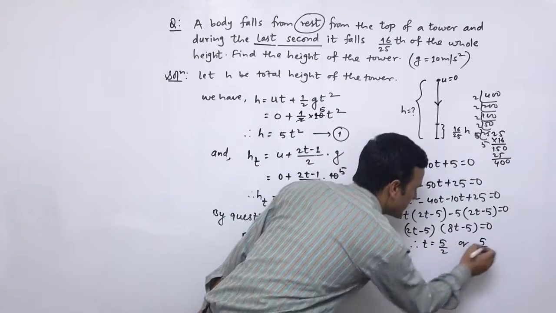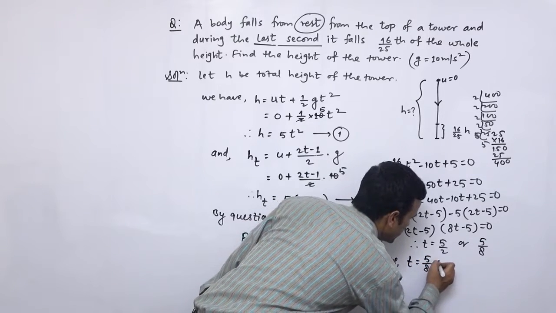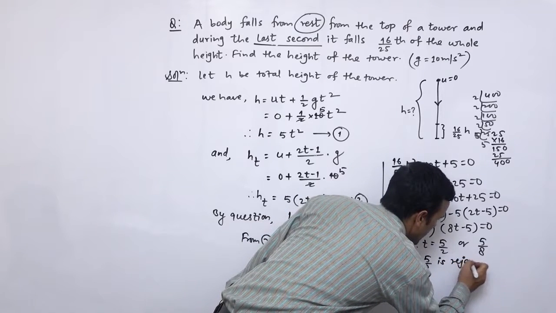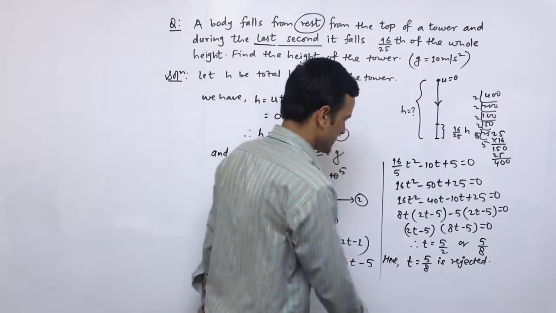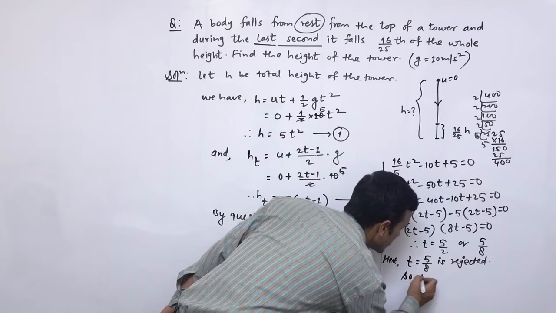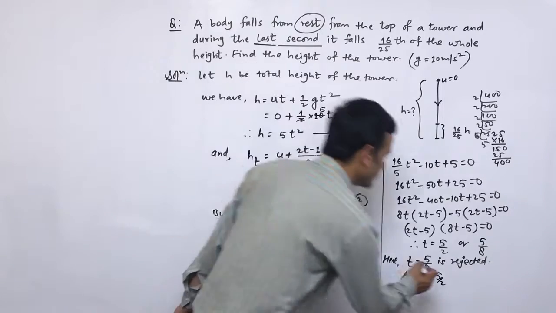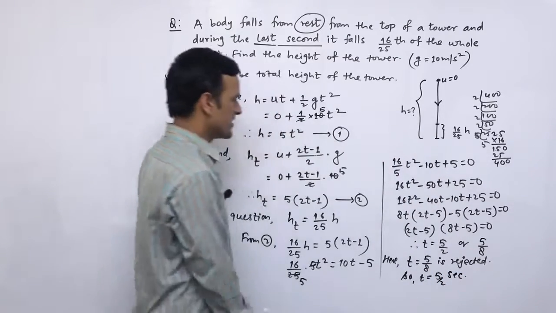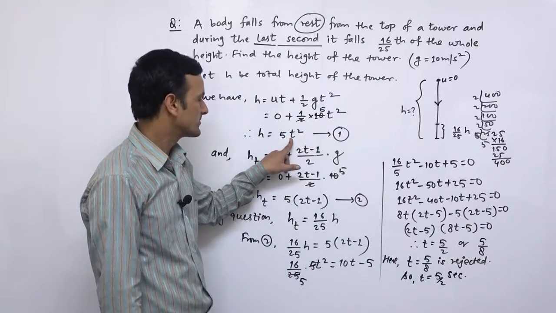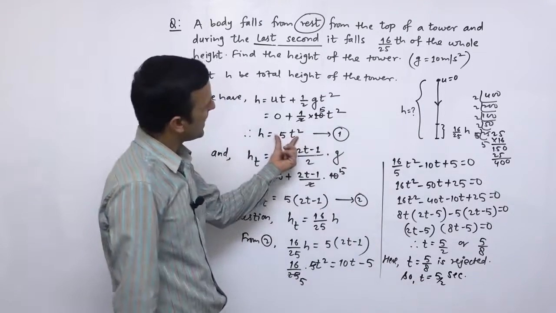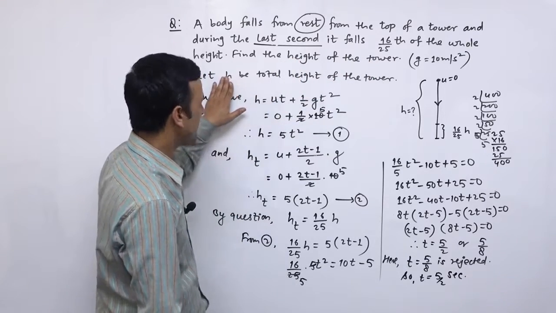So t is equal to 5/8 is rejected. It is impossible for this question. It is less than 1 second, so it is ignored. So t is equal to 5/2 is the required time for this, 5/2 seconds. So now we can substitute this value t in this equation 1. यदि यो t को भ्यालु 5/2 लगेर हामीले यहाँ राख्यौं भने यसको टोटल हाइट आउँछ र हाम्रो टार्गेट टावरको हाइट निकाल्ने हो जुन हामीले h मानेका छौं.